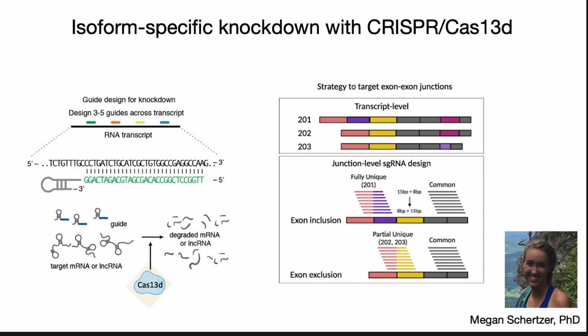But then there are other settings where you only have a partially unique junction. So for example, between this pink and yellow exon, the junction in the middle here, you'd knock down both the 202 and 203 isoforms.